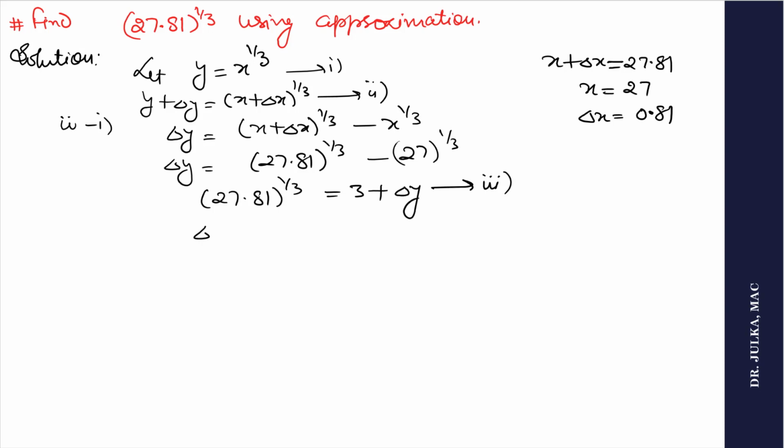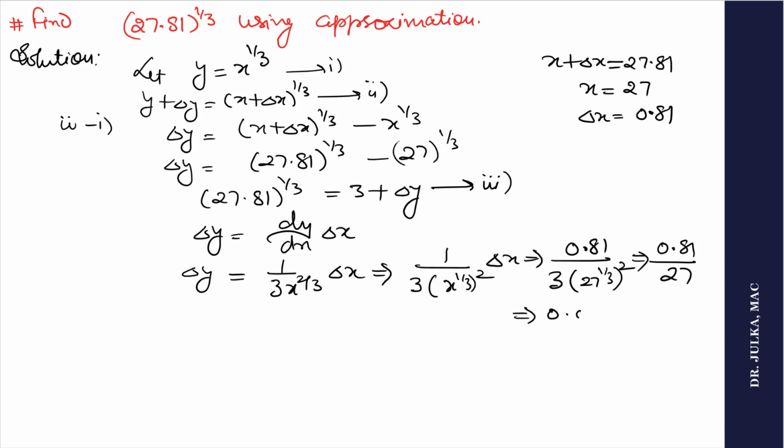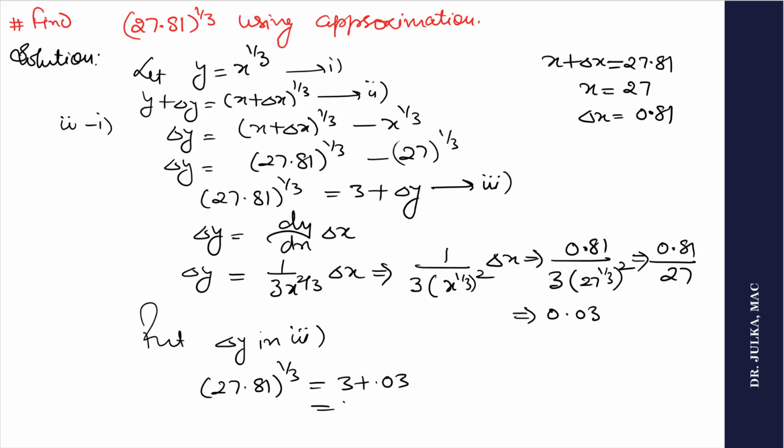Now delta y is dy by dx into delta x. y is given as x raised to the power 1 by 3. So dy by dx is 1 by 3 x raised to the power minus 2 by 3. So it is 1 upon 3 x to the power 2 by 3. Put the value of x and delta x. After calculation we will get 0.81 divided by 3 multiplied by cube root of 27 whole square, which equals 0.03. Put the value of delta y in third and we will get 27.81 to the power 1 by 3 equals 3 plus 0.03. So the cube root of 27.81 is 3.03.